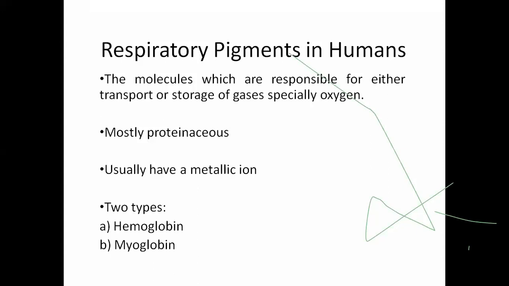Now most of the respiratory pigments are proteinaceous, they are protein in nature and they have a metallic ion, just like in hemoglobin, iron is the metallic ion. Now there are two types of respiratory pigments within humans. One is hemoglobin and the other one is myoglobin.